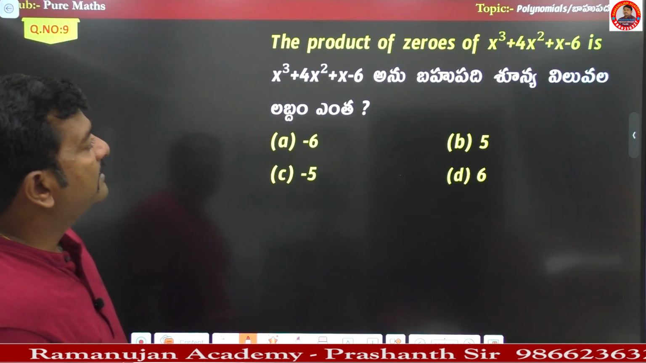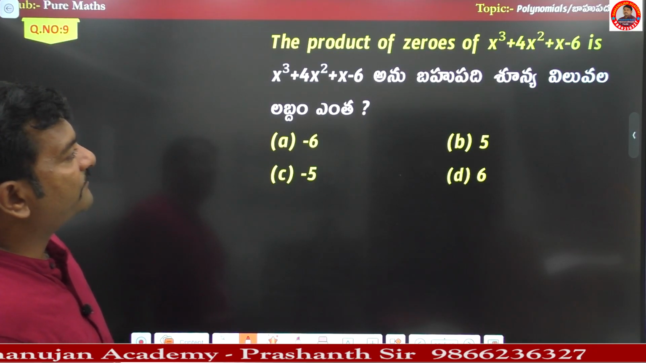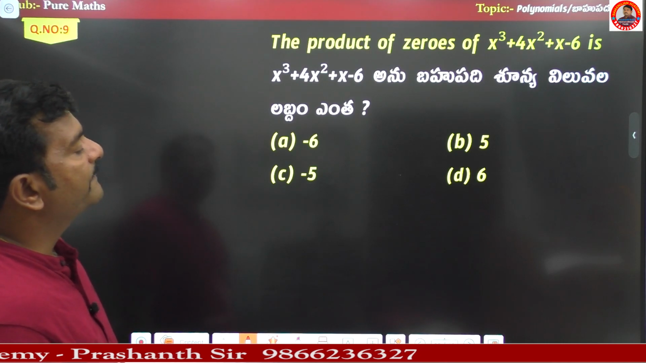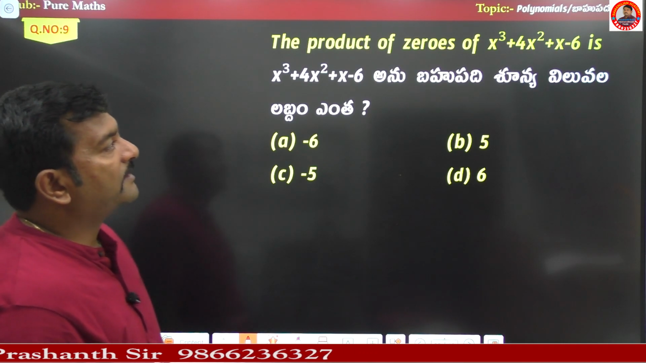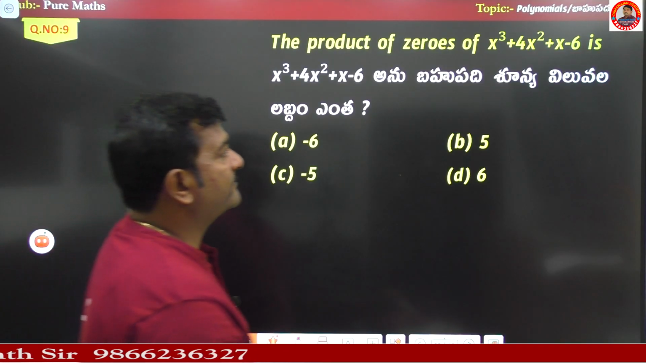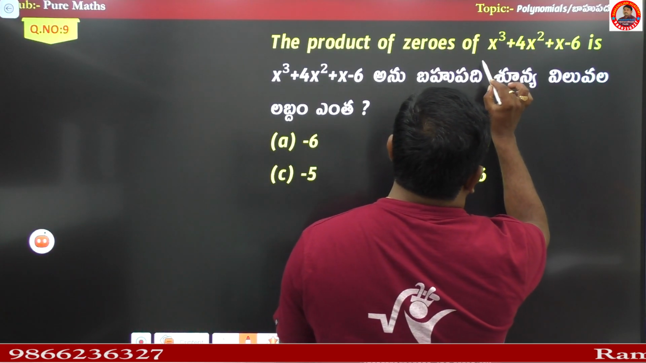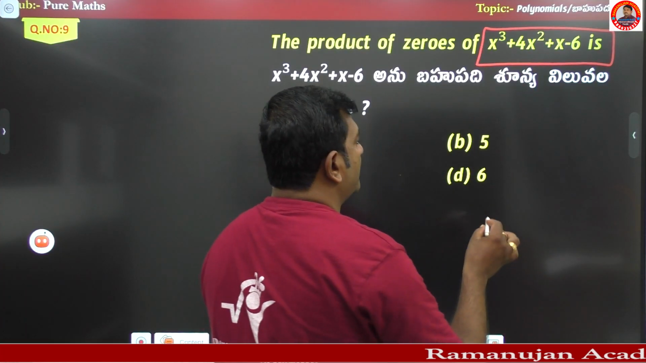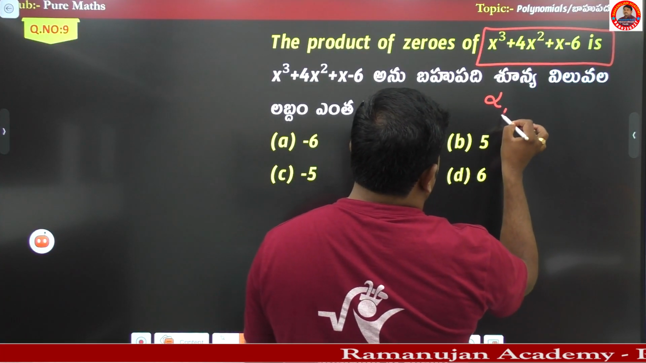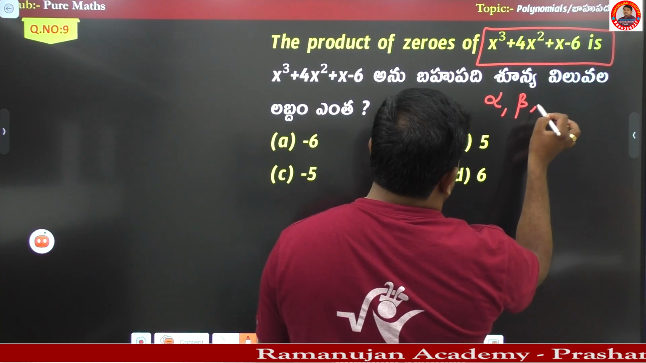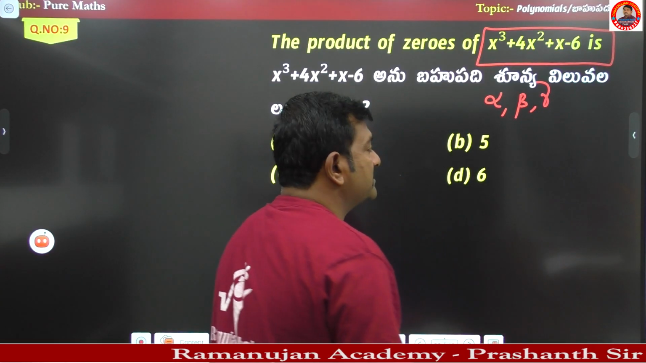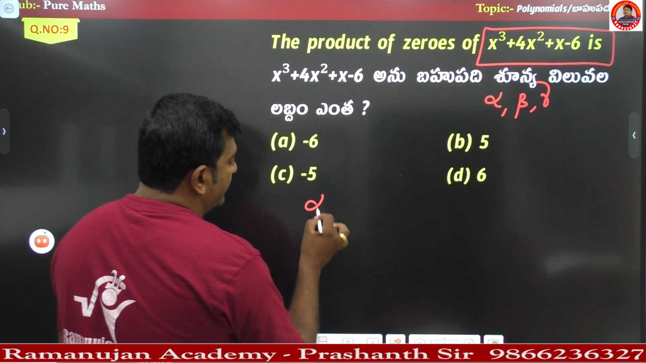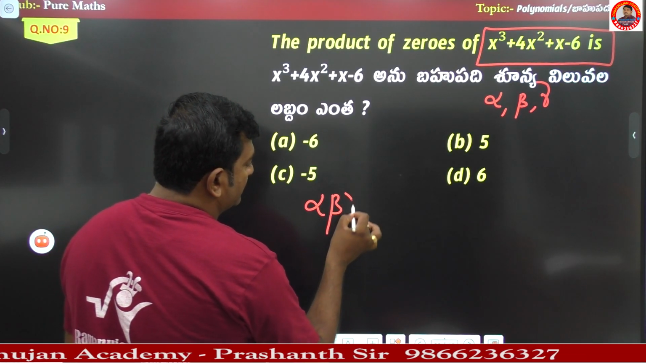Just observe your next question. What is the next question? The product of zeros of x cube plus 4x square plus x minus 6. He asked to find out the product of the zeros. What is meant by product of zeros? See, you know already, it is a cubic polynomial. Yes or no? Since it is a cubic polynomial, every cubic polynomial usually has 3 roots. We will consider 3 roots as alpha, beta, gamma. He asked to find out the product of the roots.